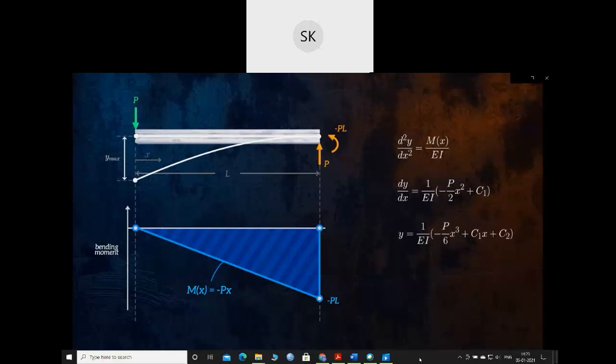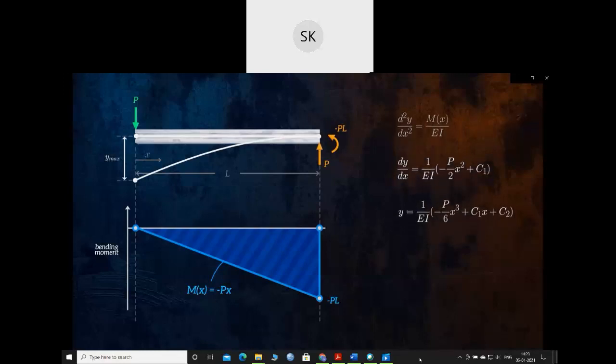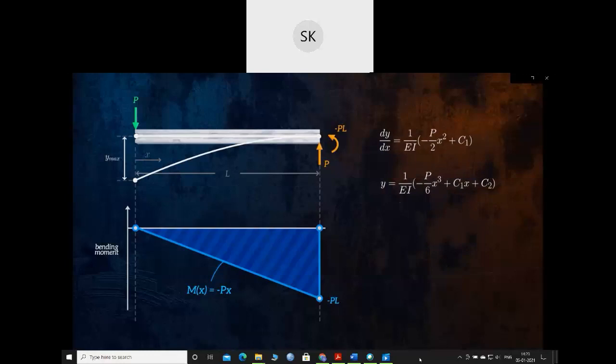And so we now have an equation that defines the deflection y of the beam. The only problem is that we have two unknown constants. Fortunately, we can use what we know about the deflection and the slope of the beam at the support to calculate C1 and C2. At the fixed end, the beam cannot rotate, so the slope dy over dx must be equal to 0. This allows us to calculate C1. And at the same location, the deflection y must also be 0, which gives us C2.